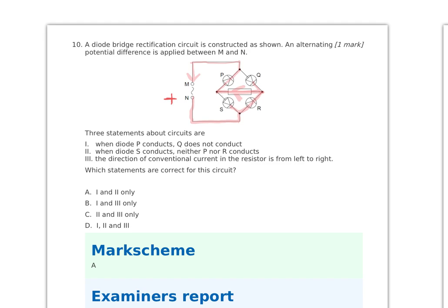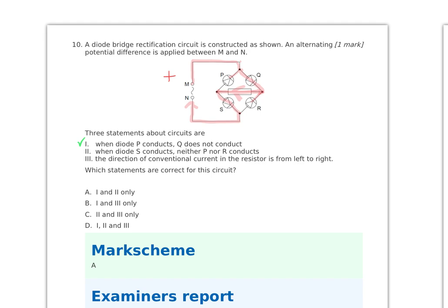That is true. Then it says too, when S conducts, neither P nor R conducts. Well, let's do a trace for that. All right, so I want to be going through S. So if I start from M, I come down, I get stopped at P, I go through Q, I go through the load, I get stopped at R, I go through S, so S is conducting, and I go back to N. Now it says when S is conducting, neither P nor R conducts.